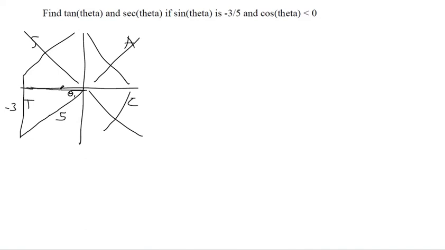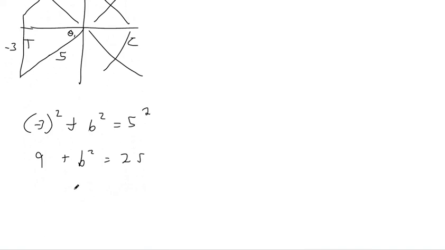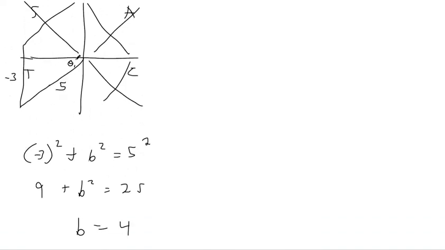So we can find out what this missing side is using the Pythagorean theorem. Negative 3 squared plus some unknown side squared equals the hypotenuse squared. So 3 squared is 9. That's 25. Subtract that 9 from both sides and take a square root. So you should get positive or negative 4. And we're going to use negative 4 because we're on the negative side of the x-axis. So this is negative 4 here.